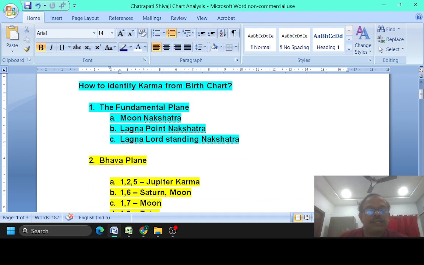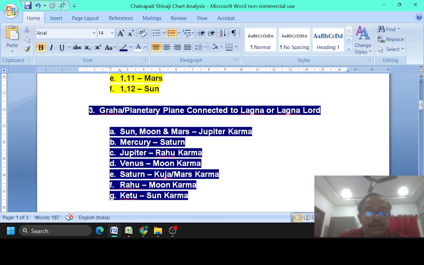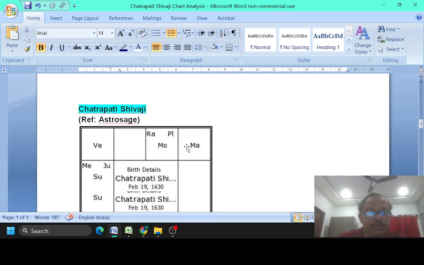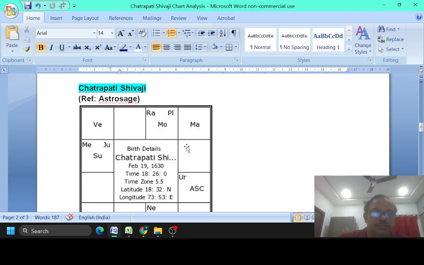So whenever we look into a birth chart, we have to identify where the Lagna is, and we also need to know where exactly every planet is placed, in what nakshatra they are placed. That information we have to capture, and based on that we slowly get into the details and decide about the karmas they will have. I have an example birth chart here. I have taken the birth chart of Chhatrapati Shivaji Maharaj, thanks to astrosage.com. I collected this information from Astrosage.